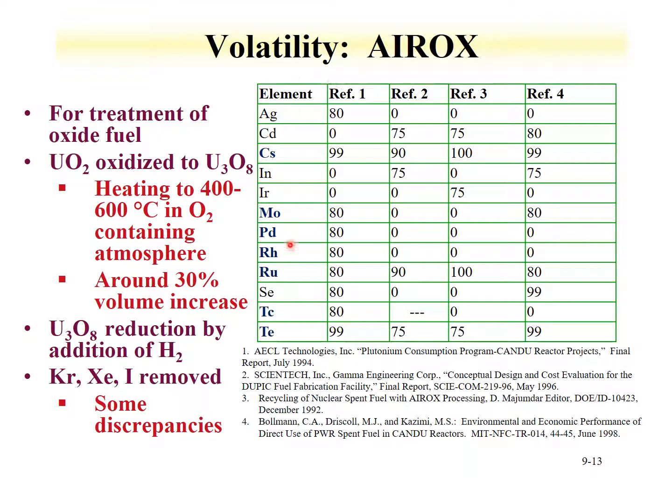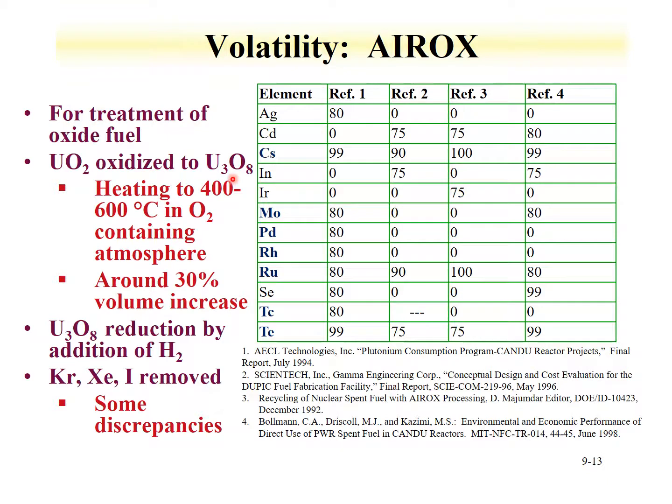There is some discrepancy in the literature about how much of the metal ions or the fission products are removed, but some cesium, very high amounts, ruthenium, high amounts, tellurium, relatively high amounts, and then some discrepancies for other elements.